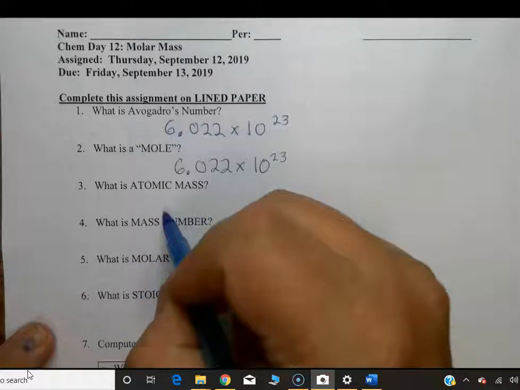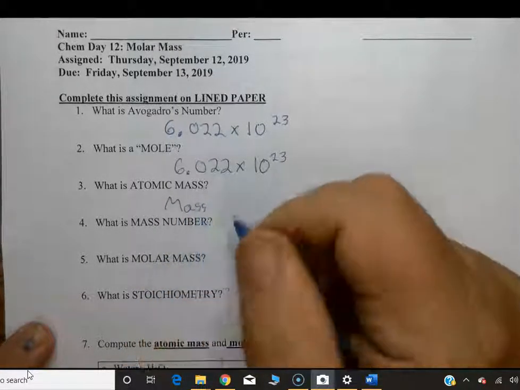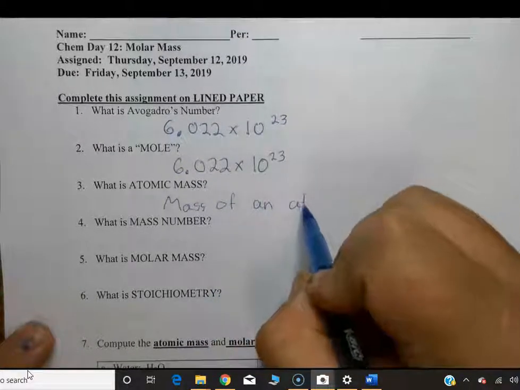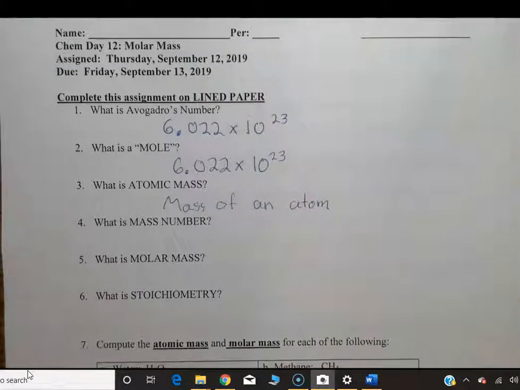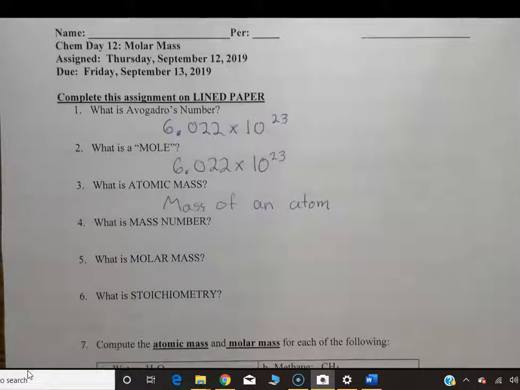So atomic mass is the mass of an atom. Sometimes it refers to the mass of a molecule as well, or that can be called molecular mass. It's not really picky about which term you use. You can refer to a molecule as having atomic mass.